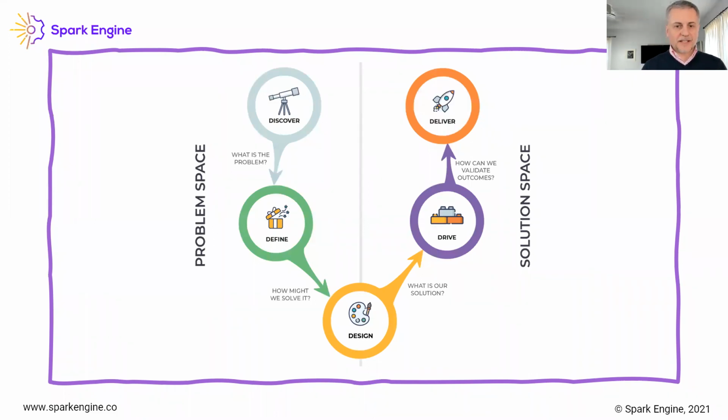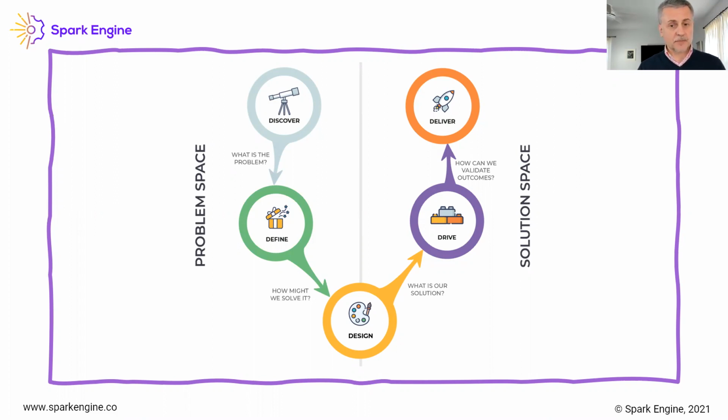And then we need to validate the outcomes, so we get into deliver. So we deliver that solution, that prototype, that MVP to the customers, and we measure. What do we measure? We measure the outcomes. Are we delivering value to the customers? Are we solving their problem? Are we solving that opportunity?